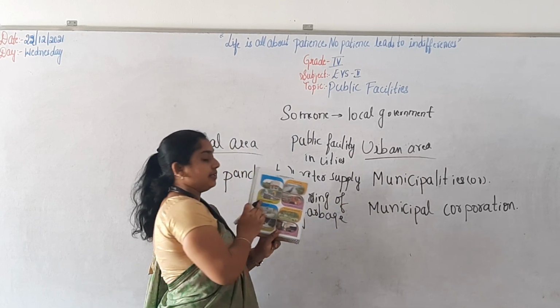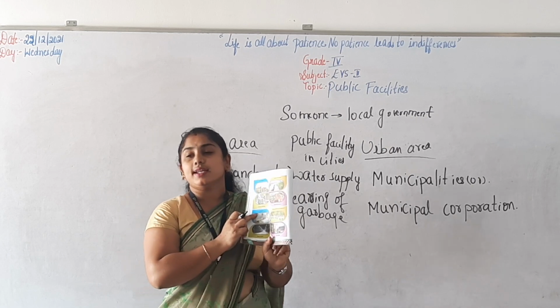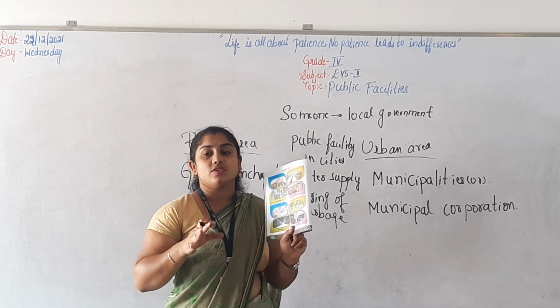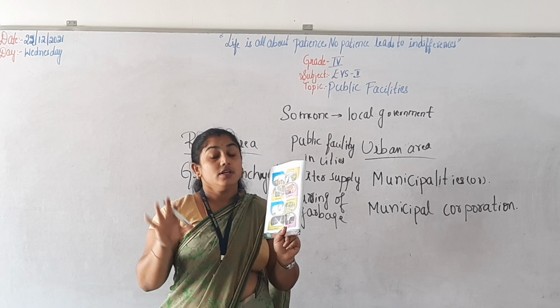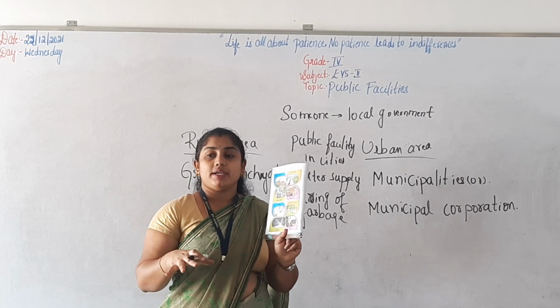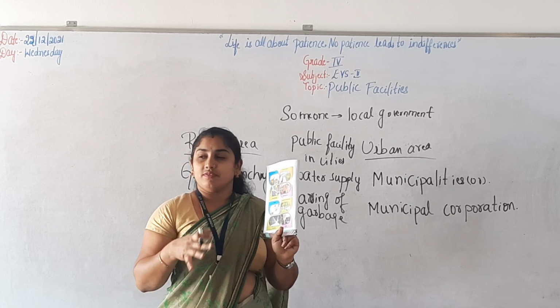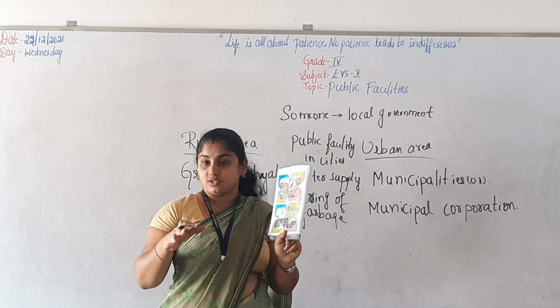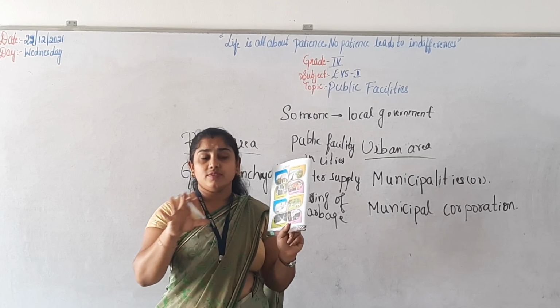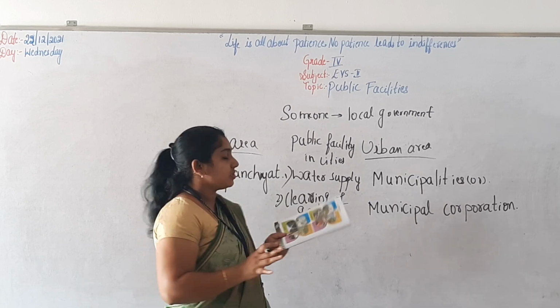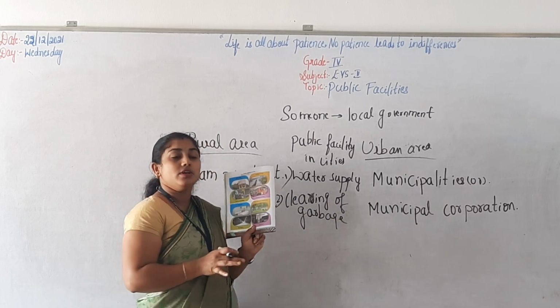Clearing of garbage. See how they are clearing the roads. Why? Because it is a metropolitan city, so everywhere they should be clean. Not only there, we also do it. But here we have farms, isn't it? Fields. So we will leave it, but there they won't leave. There will be no farms there. They should be clean, isn't it? So they will do the clearing of garbage.